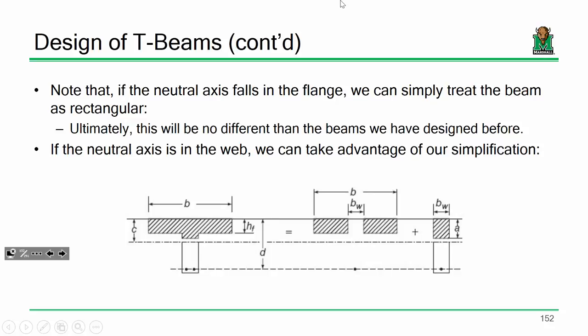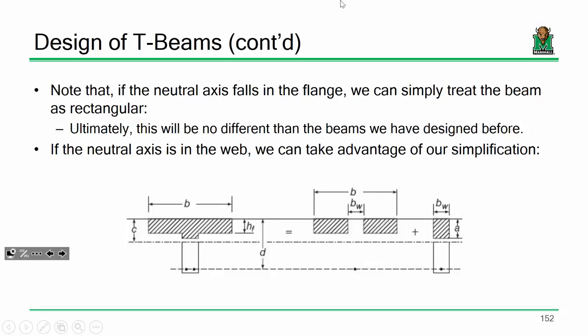So in other words, I need some amount of steel for this flange couple and some amount of steel for this web couple. If I add them up, that's how much steel I need for the beam. And that's how I'm going to go about this. So that's point one. Does that make sense? All right, so that's point one.